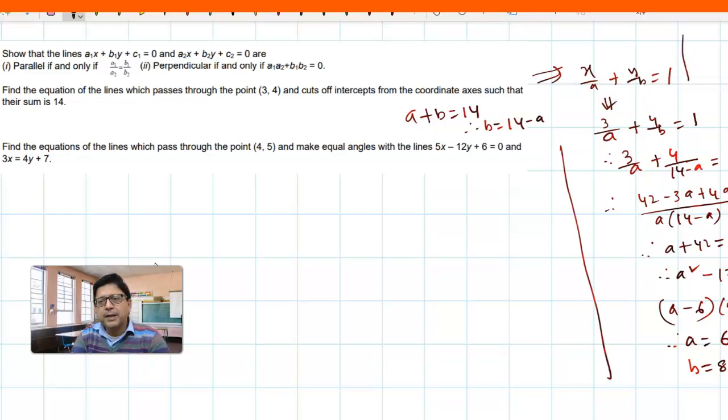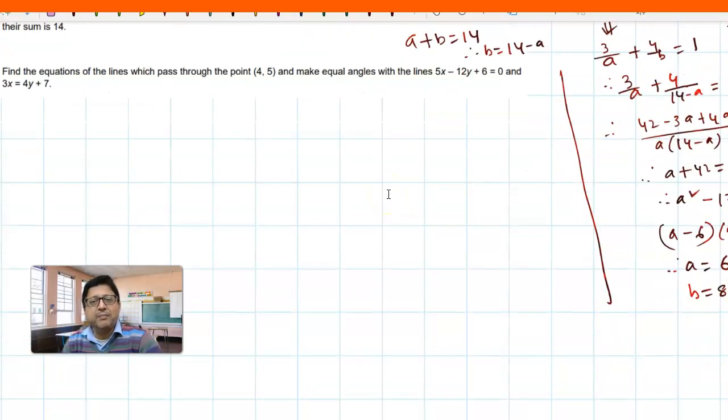That is x by 6 plus y by 8 equals 1. 6 and 8 are paired, 6 plus 8 is 14. 7 and 7 are paired, so there will be x by 7 plus y by 7 equals 1.